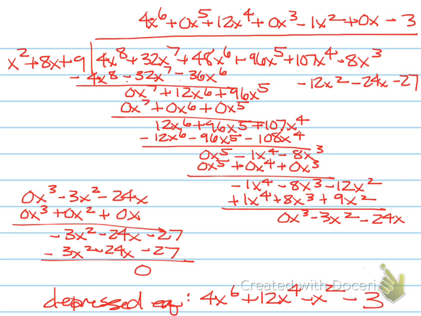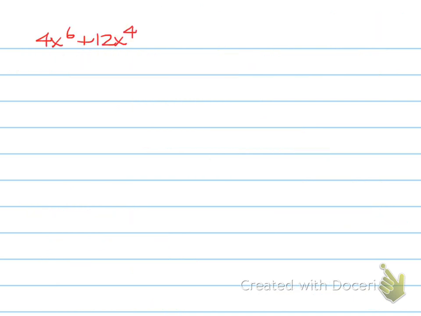we should get a remainder of 0, since x squared plus 8x plus 9 is a factor of that polynomial. We were supposed to get a remainder of 0, but now our quotient is another depressed equation that has 4 terms. And you should remember that whenever you have a 4-term expression or polynomial, you can usually factor it by grouping. So if we take a look at the first 2 terms, we can factor out a 4x to the 4th power. That will leave us with x squared plus 3.